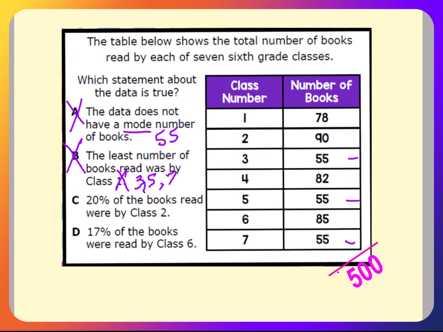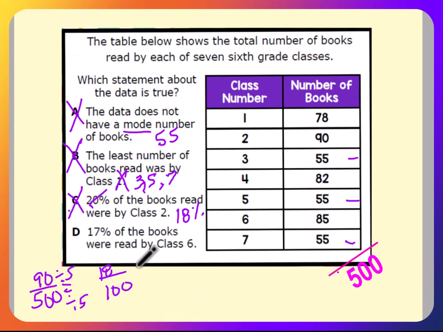So knowing that, let's look at class 2. How many of the 500 were from class 2? 90. So I'm actually going to write it down here. So 90 out of 500 were for class 2. Turn that 500 into 100 by dividing by 5. And is 90 divided by 5 equal to 20%? No, it's equal to what? 18%. So it's not 20%, it's 18%. So C is also false.